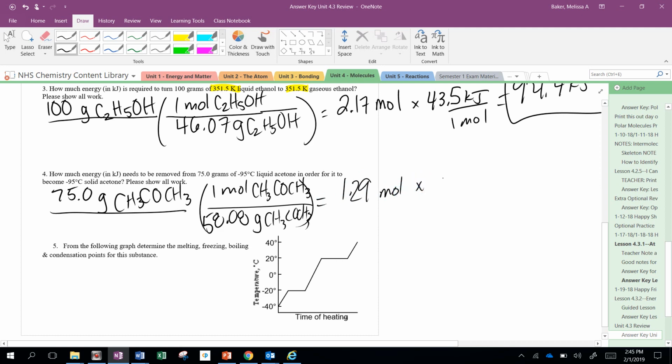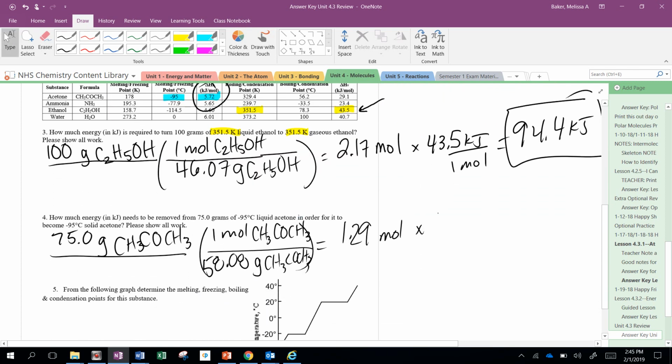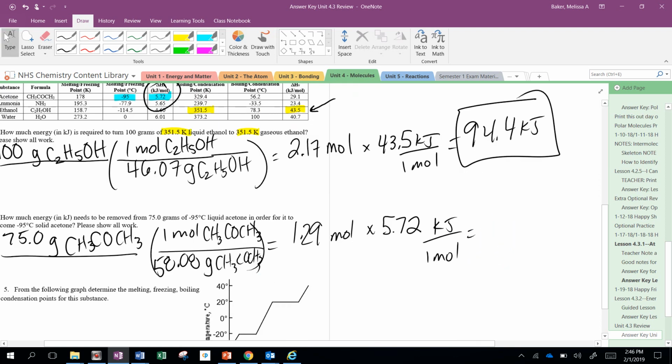Multiply by the value in the table for the heat of fusion, how much energy it takes to freeze, or how much energy is released to freeze 1 mole, and we have a little over 1 mole, 1.29 moles. So that comes out to be 7.39 kilojoules of energy released.